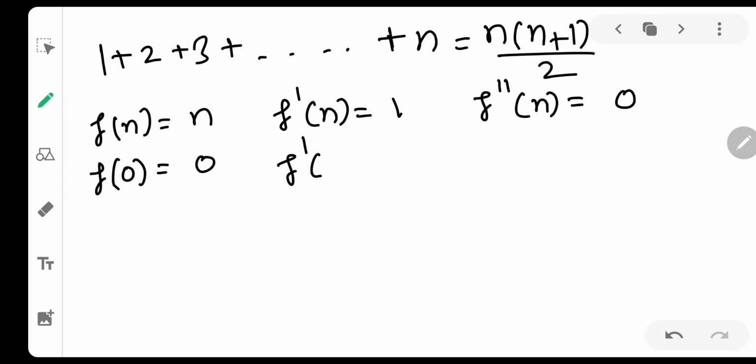Now put 0 instead of n. Then f dash of 0 would be 1, because there is nothing to put. Then f double dash of 0 will be 0. Okay, so the first thing is knowing what is fn. Second thing is you derivate it with respect to n. And the third thing is you put n as 0. Seems easy, right?